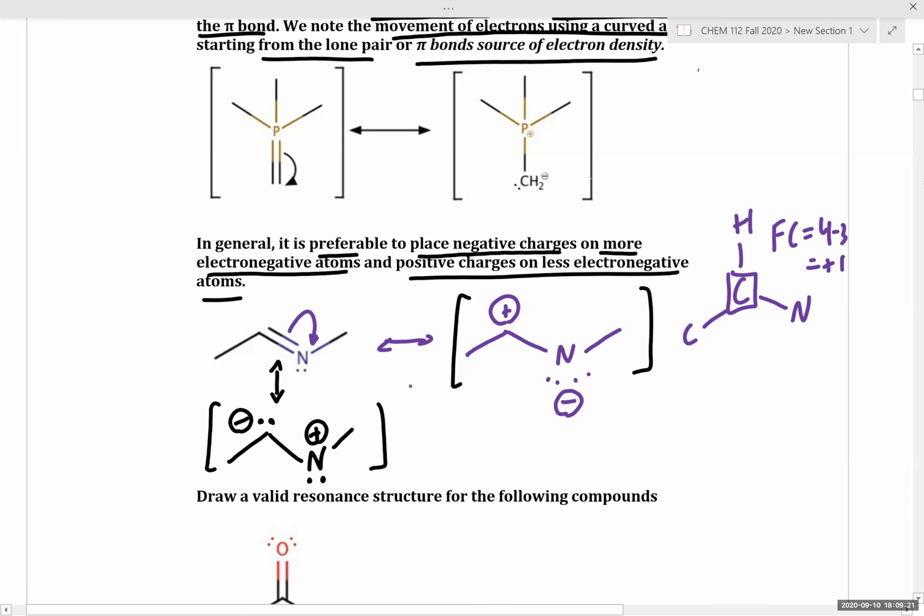Yep, the purple structure. So this purple structure is preferred because we place our negative formal charges on the more electronegative nitrogen and a positive formal charge on the less electronegative carbon. Does that make sense? Any questions on this example?